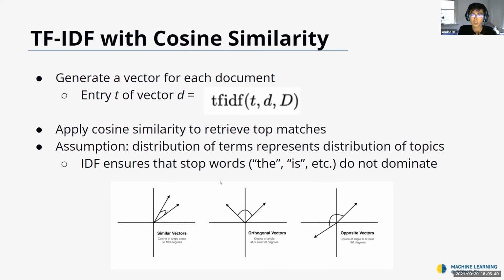Yeah, and here's a visualization of how cosine similarity works. When the vectors are aligned very closely, meaning there's a small angle between them, the cosine theta will be large.